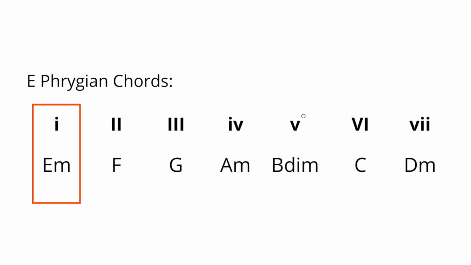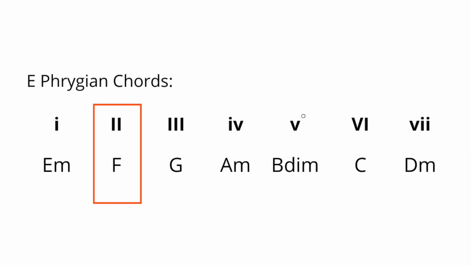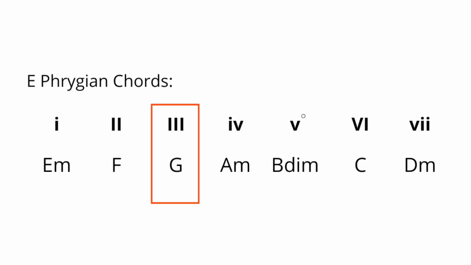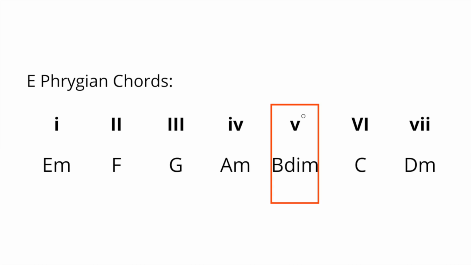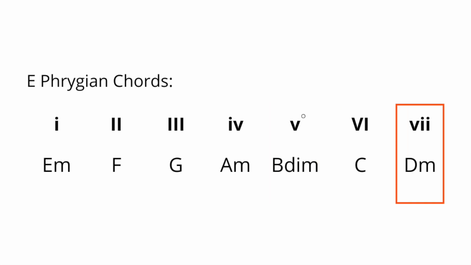And in E Phrygian, you have an E minor chord, you have an F, you have a G, you have an A minor, you have a B half diminished, you have a C, you have a D minor, and of course you're back at your E minor. They're the diatonic chords of E Phrygian.